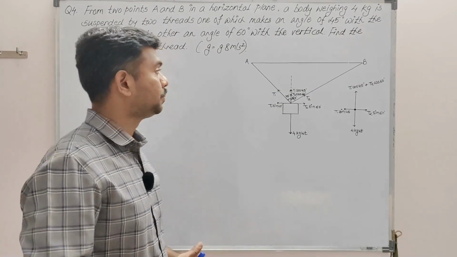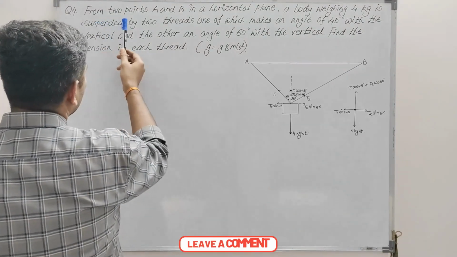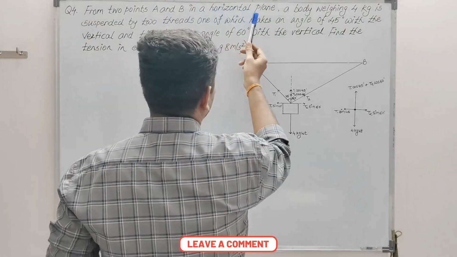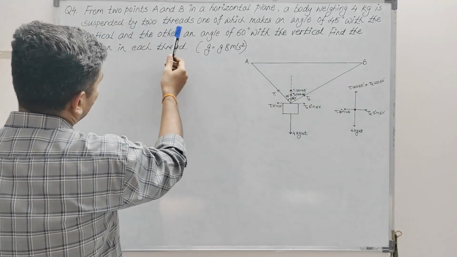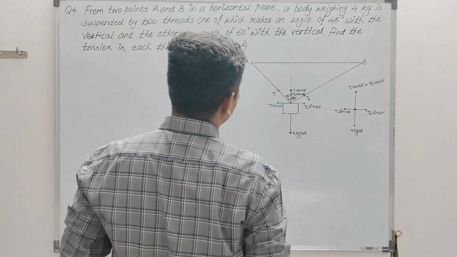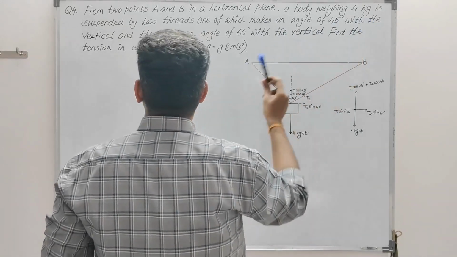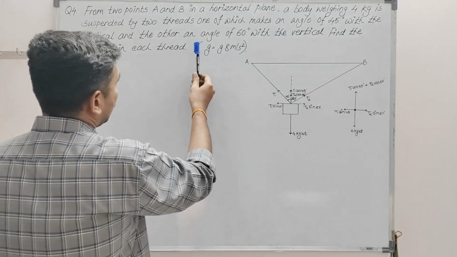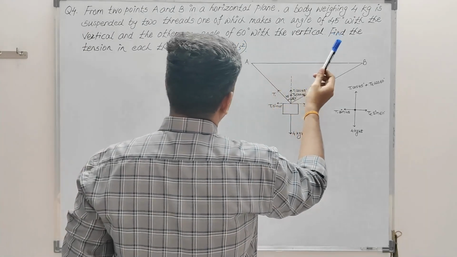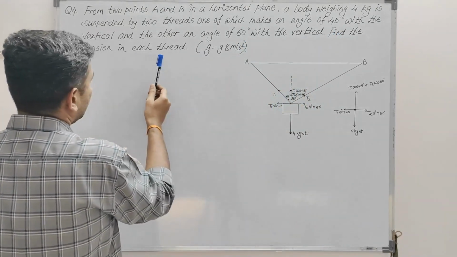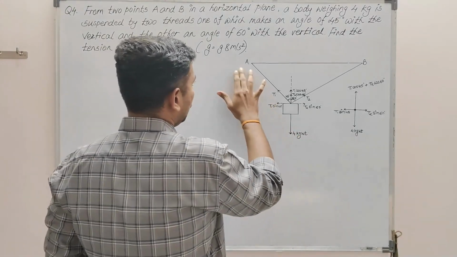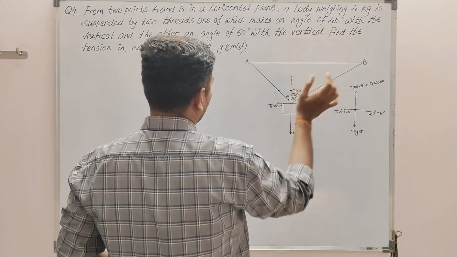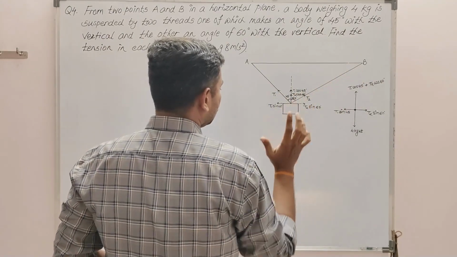Next question. Question 4. From two points A and B in a horizontal plane, a body weighing 4 kg is suspended by two threads, one of which makes an angle of 45 degrees with the vertical and the other an angle of 60 degrees with the vertical. Find the tensions in each thread. This is the diagram in which AB is the horizontal support and these two are the threads.